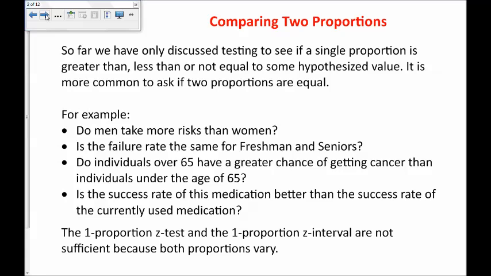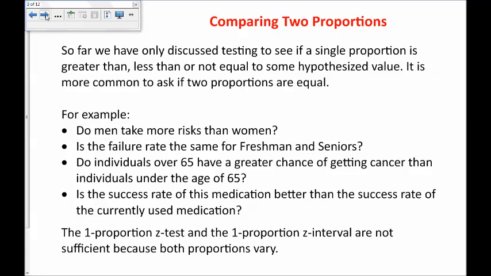Is the failure rate the same for freshmen and seniors? Do individuals over 65 have a greater chance of getting cancer than individuals under 65? Is the success rate of this medication better than the success rate of the currently used medication? You're frequently asking about comparing two proportions. It's probably a more common question to ask than the one proportion case.